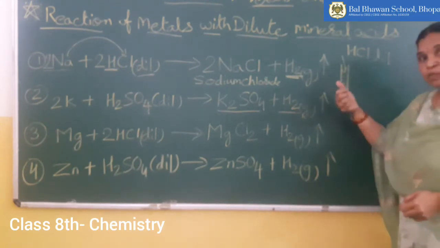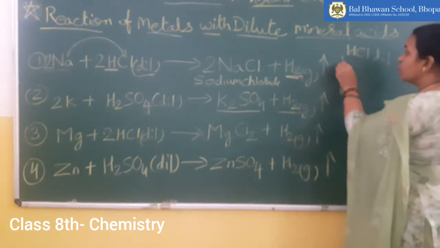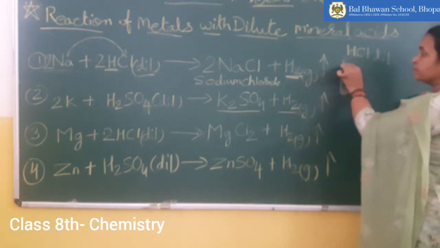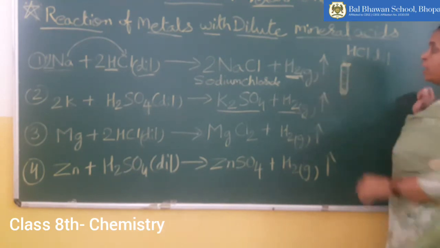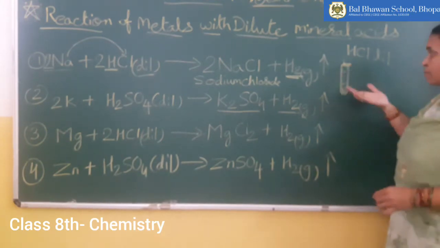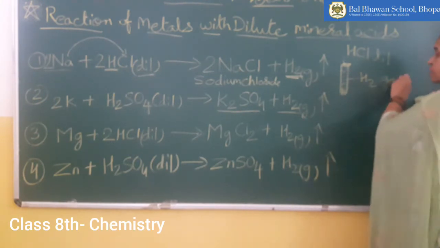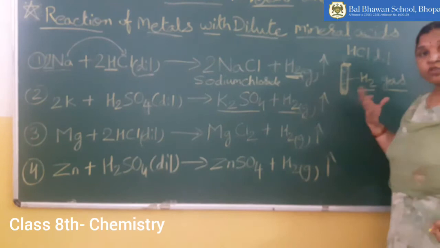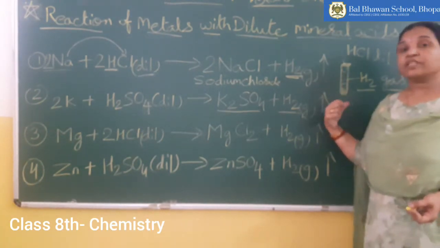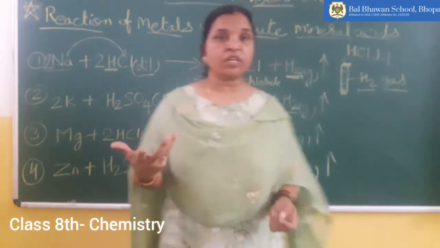If you collect these bubbles by putting your thumb at the mouth of the test tube, or closing the test tube's mouth, then this gas will be collected in the test tube. Now I am saying that it is hydrogen gas, but we have to assure ourselves that the produced gas is hydrogen. That is called a confirmatory test. So how do we perform this confirmatory test?